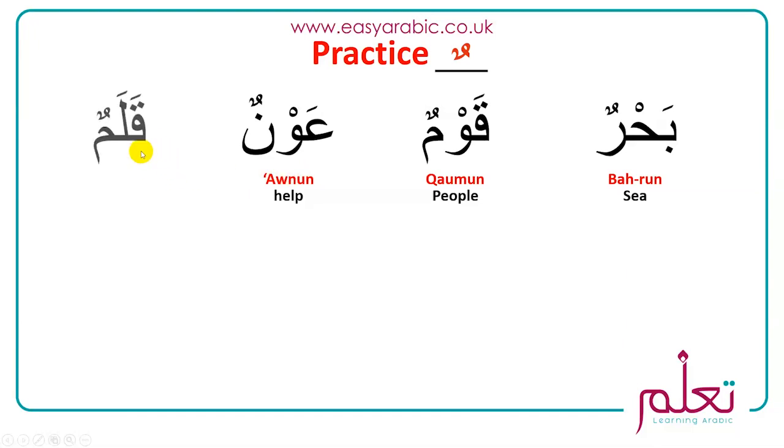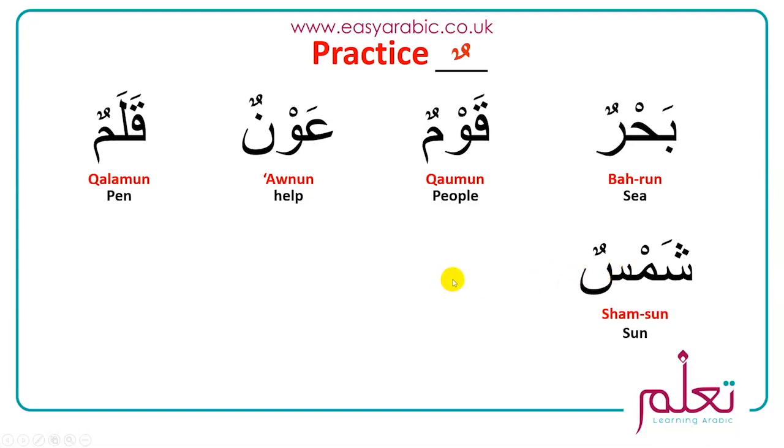Next one is qaf, qa, lam with the fatha, qala, qalamun, which is pen. Next one is the sheen with the fatha and the mim with the sukun is sham, shamsun, which is the sun. Next one with the sheen with the fatha and the ra with the sukun is shar, sharqun, which is east.